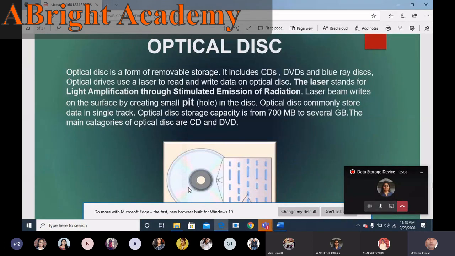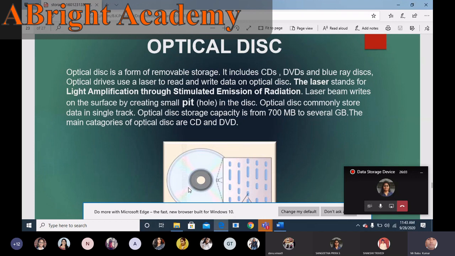Optical disc. Optical disc is a form of removable storage. It includes CD, DVD, and Blu-ray disc. Optical drives use a laser to read and write data on an optical disc. The laser stands for light amplification through stimulated emission of radiation. Laser beams write on the surface by creating small pits, holes, in a disc.